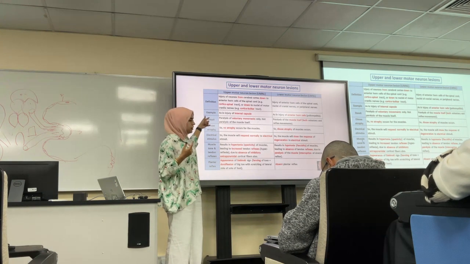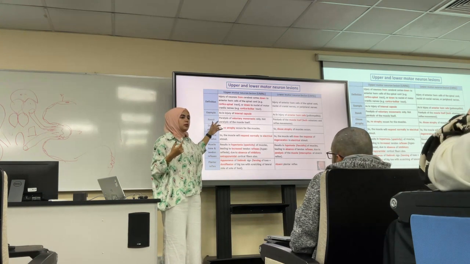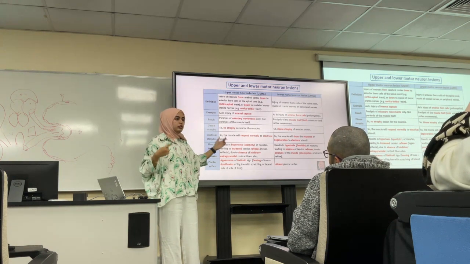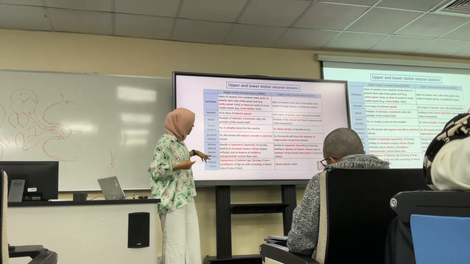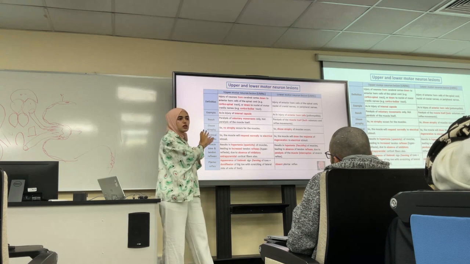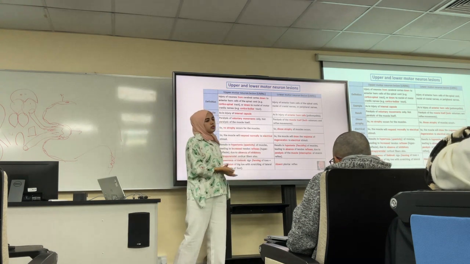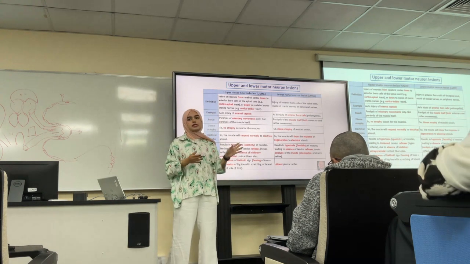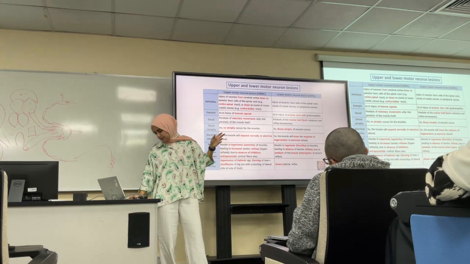At the same time we have paralysis, but we also have hyperspasticity in upper motor neuron lesions. The same scenarios apply, with the opposite for lower motor neuron lesions. Basically this is going to summarize it for you.